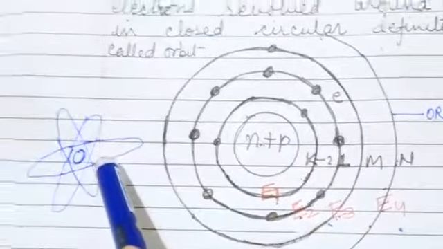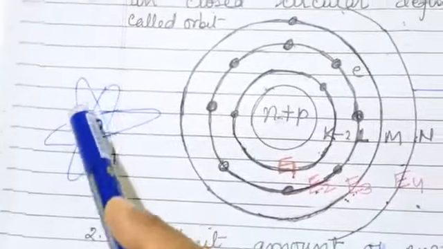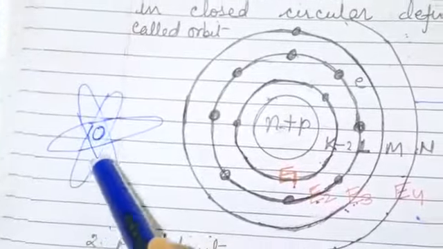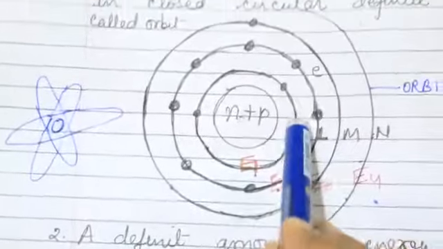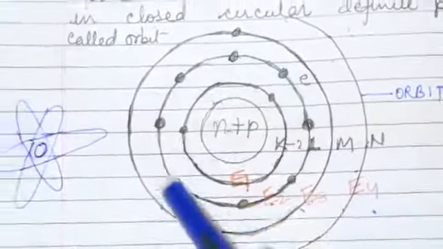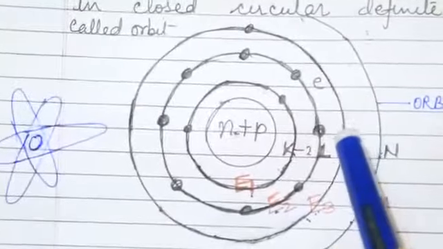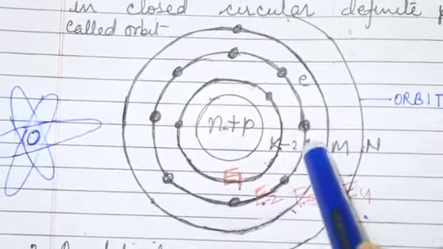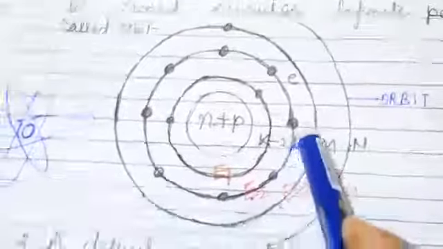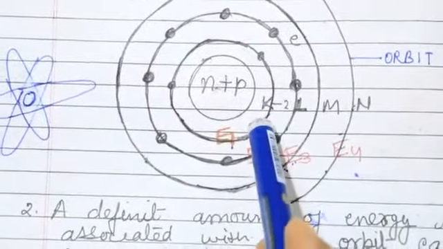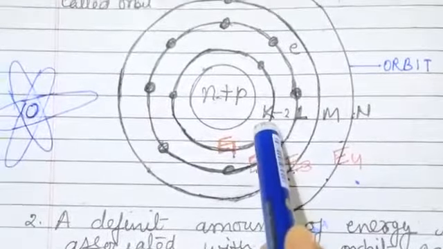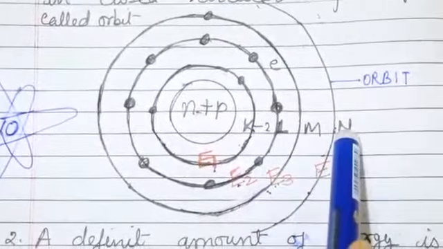Originally, the electron revolves in a three-dimensional position, but in theory we just sketch the model of the atom like this. So he categorized each shell into K, L, M, N.